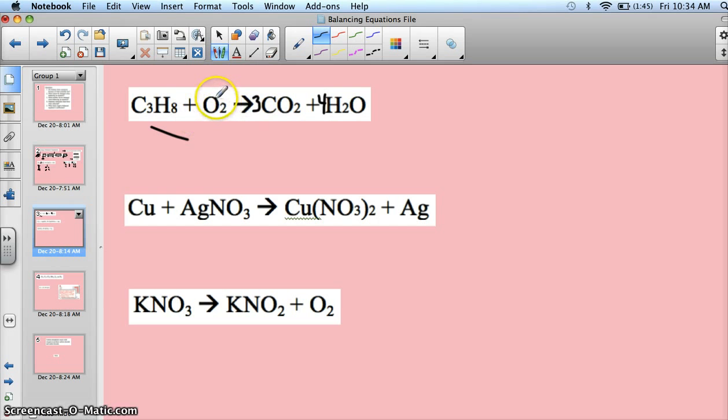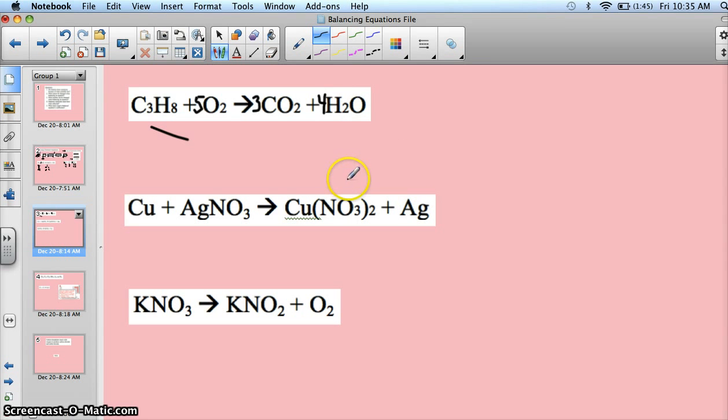So let's see if we can match up the O's. We have 2 O's here. 3 times 2 is 6 plus 4. So we have 4 O's here, 6 O's here, so that's 10 O's on this side. Hey, I'll just put a 5 right here. So I think that's got it. We have 3 C's, we have 8 H's, and we have 10 O's. Did you get it that way? I hope so. Well, anyway, let's go to the next one.